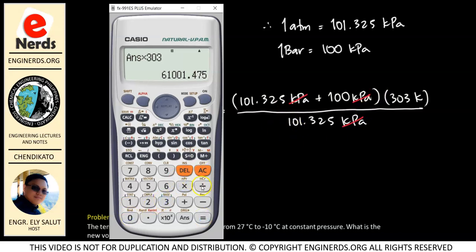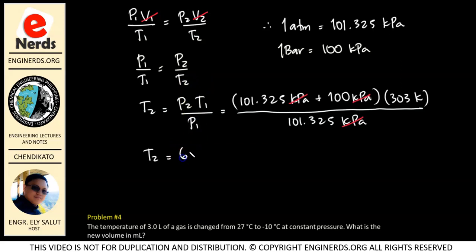Now we're going to divide that to 101.325. Okay, as you can see, we have 602.04. Okay, so 602.04 Kelvin. Okay, so this is our final answer in here.